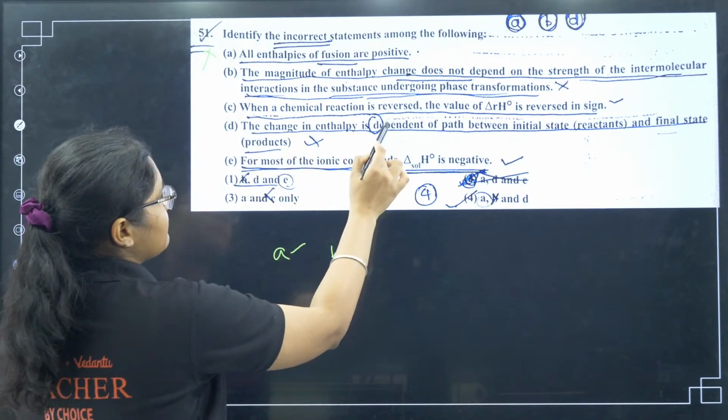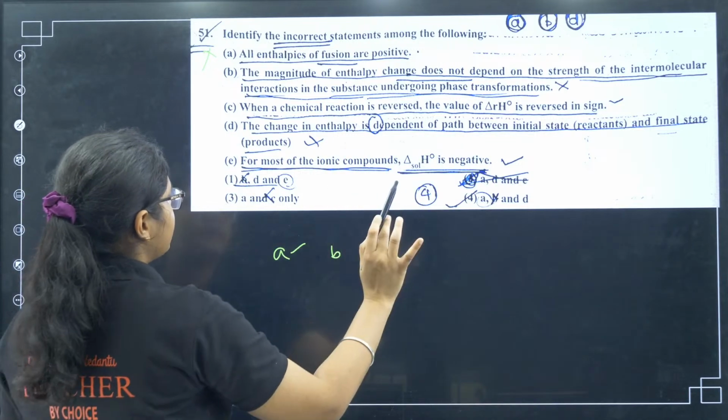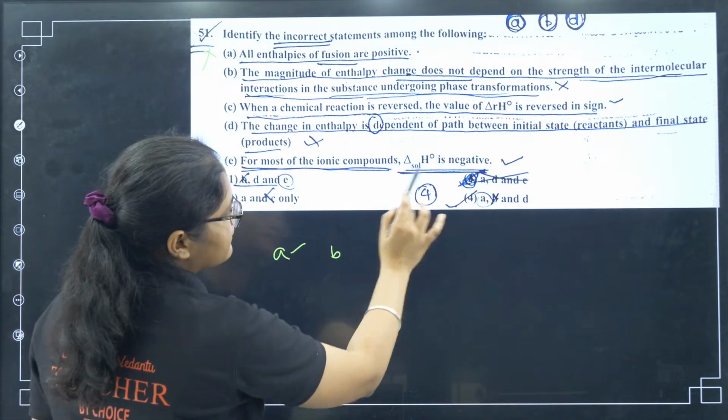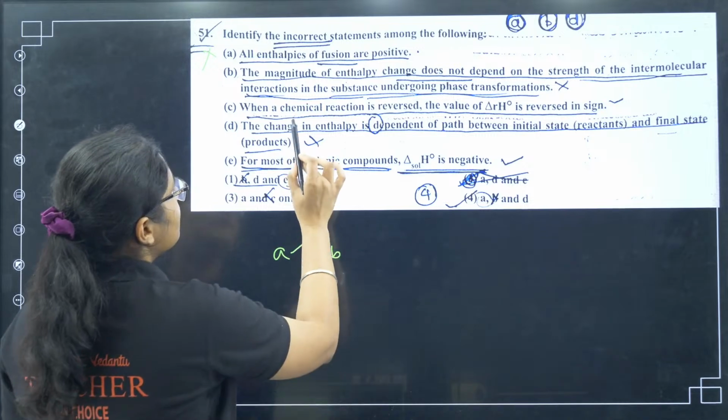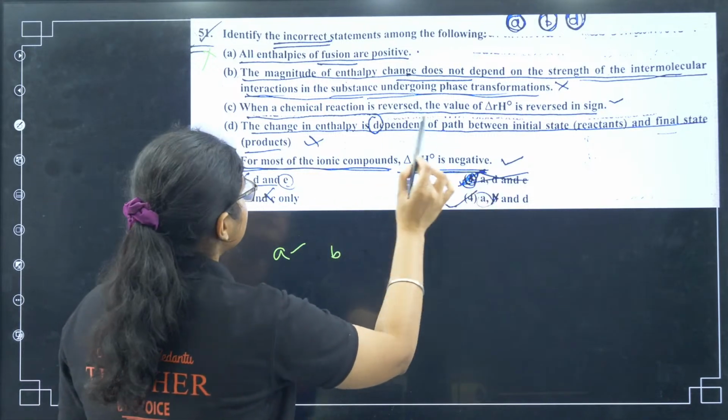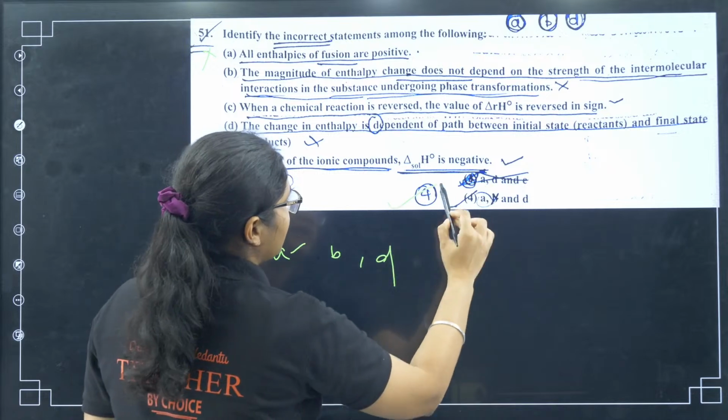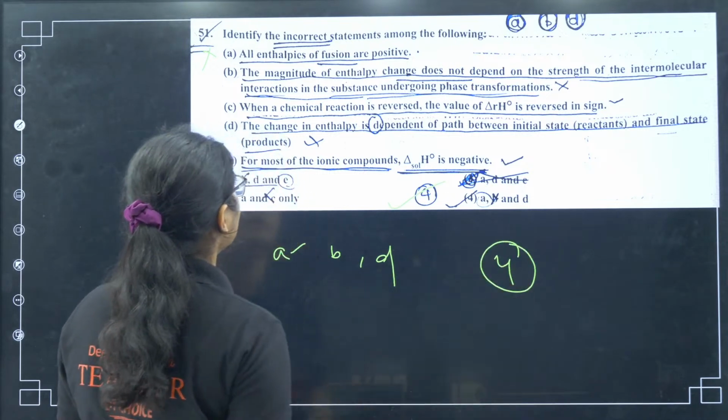Next, when a chemical reaction is reversed, C is the correct statement, so we can eliminate wherever C is there. Then the change in enthalpy is dependent, so D is also incorrect. So I have A, B and D, that is option number 4 here.